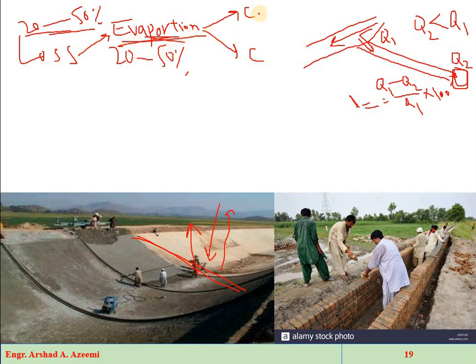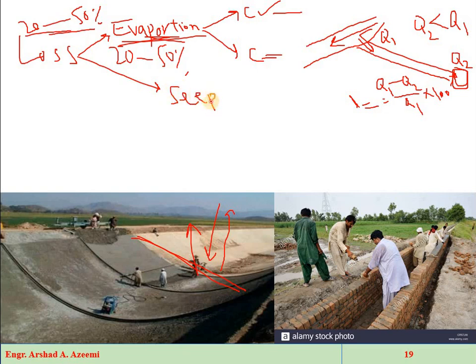Evaporation losses depend on two factors. One is the climatic factor, in which temperature, humidity and wind velocity are involved, and the second is the canal factor, in which the surface area, the depth of the water and the velocity of the flow are involved. The second type of loss is the seepage losses.